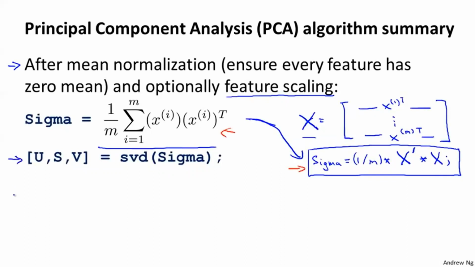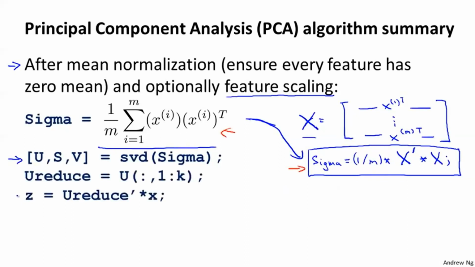Next, we apply the SVD routine to get U, S, and V, and then we grab the first k columns of the U matrix to get U reduce. And finally, this defines how we go from a feature vector x to this reduced dimension representation z. And similar to k-means, if you're applying PCA, the way you'd apply this is with vectors x in Rn, right? So this is not done with the x0 equals 1 convention. So that was the PCA algorithm.